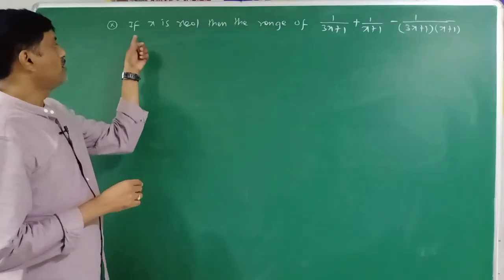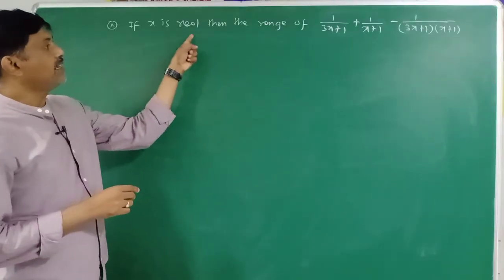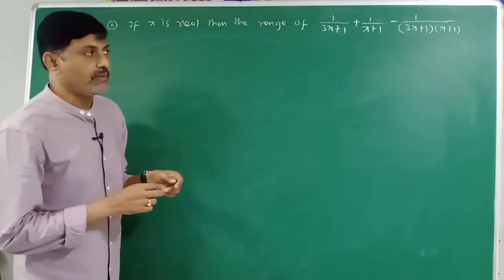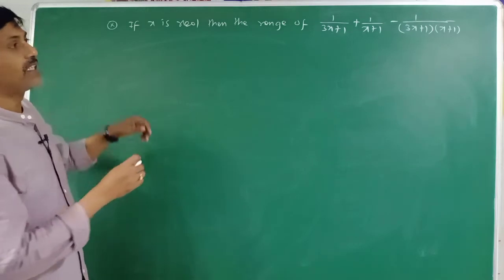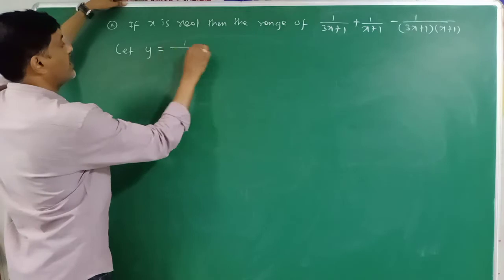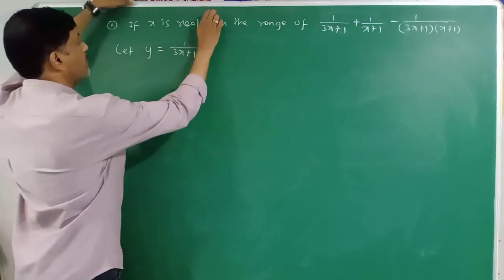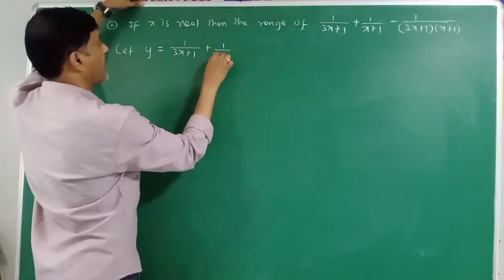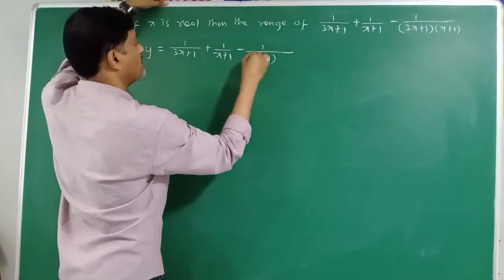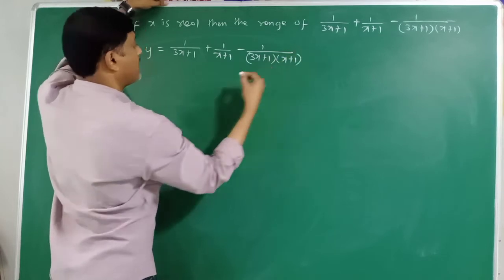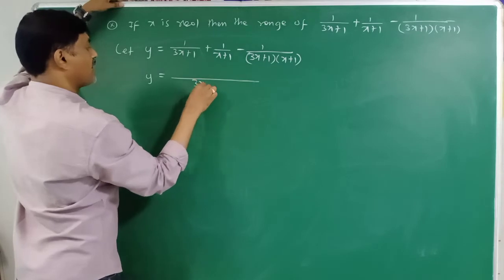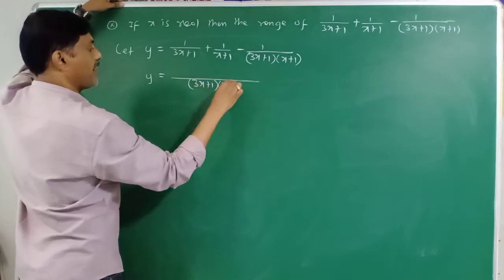Okay students, move on to the next question. If x is real, then find the range of 1/(3x + 1) + 1/(x + 1) − 1/((3x + 1)(x + 1)). Let y equal that expression. Take the LCM. The LCM is (3x + 1)(x + 1).